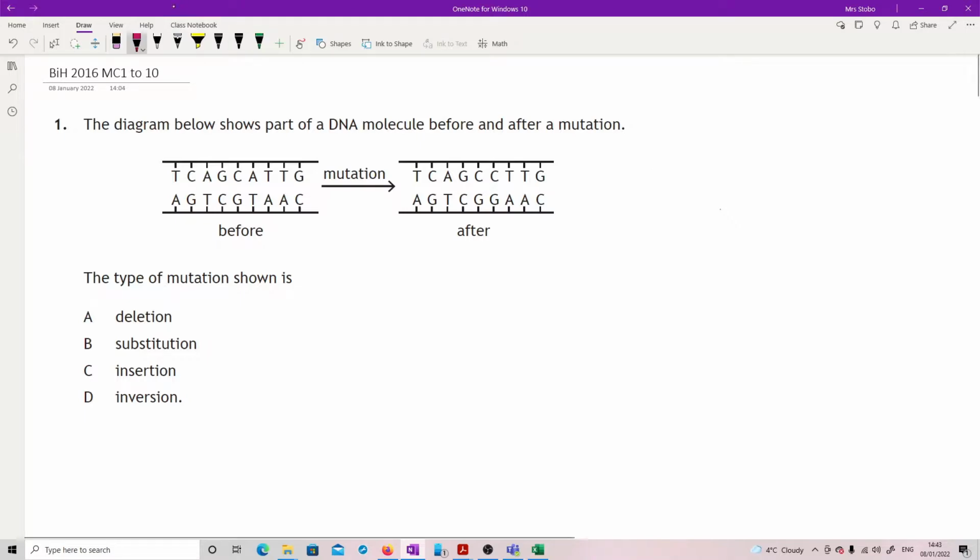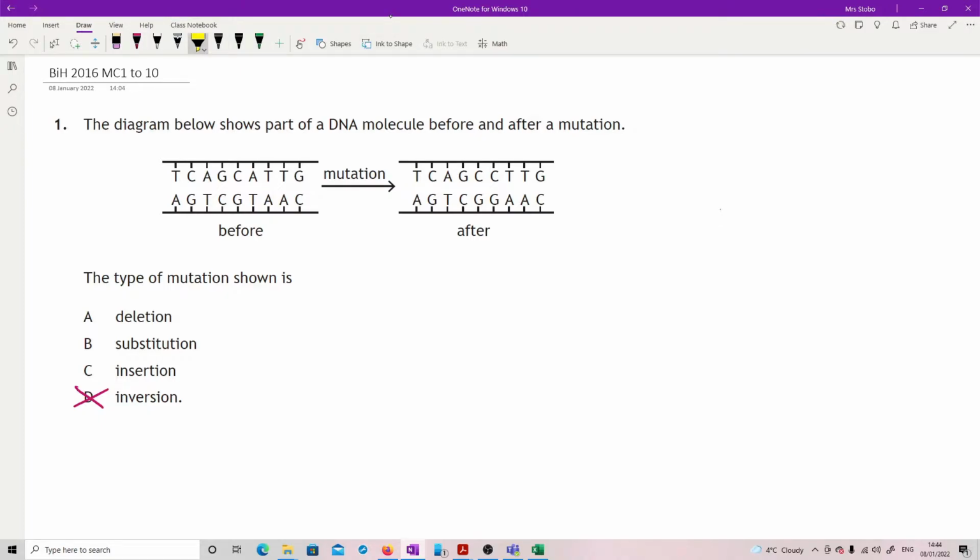The type of mutation shown is... Okay, so for a start, you should get rid of this straight away. The reason you should get rid of inversion is because this is a DNA molecule showing base pairs. So this is a single gene mutation that we're looking for, a point mutation, something that's happening at just one place in a nucleotide.